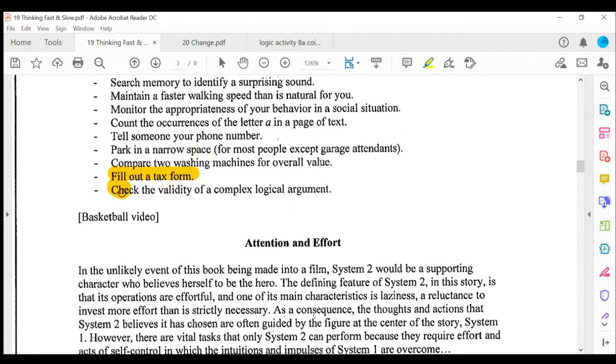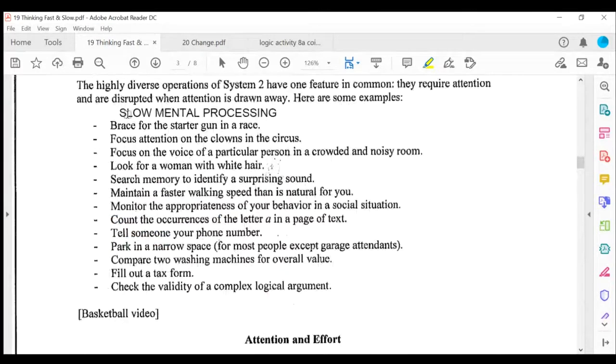Filling out a tax form, checking the validity of a complex logical argument. What is this, a critical thinking class all of a sudden? So these are all examples of slow mental processing.